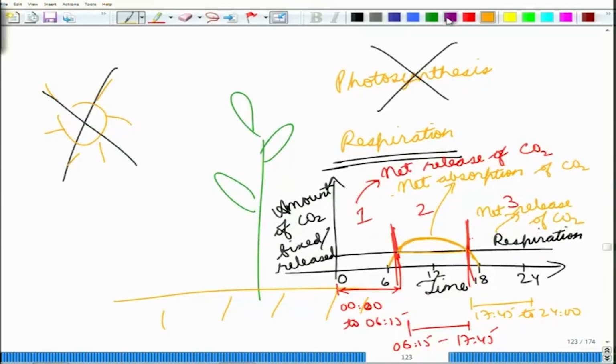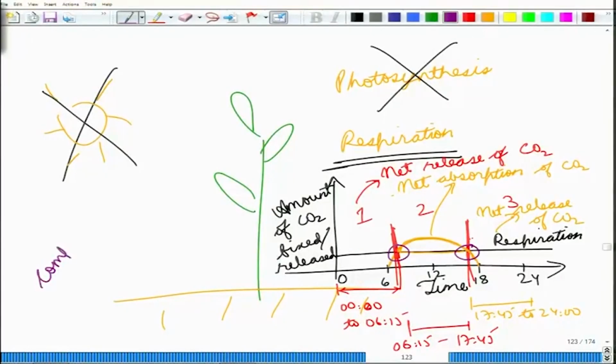Now, in this curve we can delineate 2 points, one is this and the second one is this. At both of these points the amount of carbon dioxide that is getting released because of respiration is equal to the amount of carbon dioxide that is getting fixed because of photosynthesis, and both of these points go by the name of compensation points.